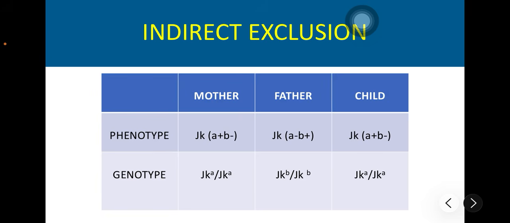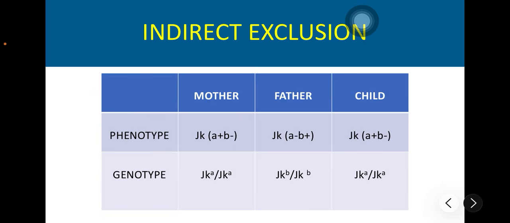Let's say, for instance, we are using the Kidd blood group system. The phenotype of the mother is JKA positive, B negative, and the genotype of the mother is JKA JKA. The father, on the other hand, has the phenotype JKA negative, B positive, so the genotype of the father is JKB JKB. Therefore, the obligatory gene of the father in this case is JKB. The child's phenotype is JKA positive, B negative, and the genotype of the child is JKA JKA.